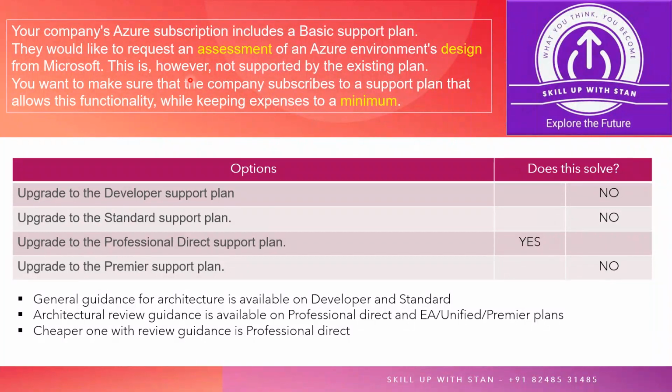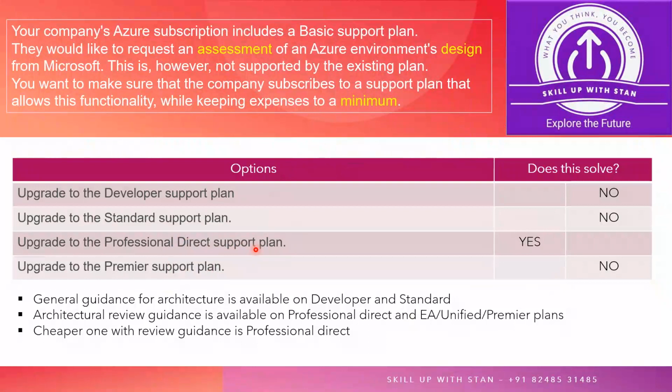This particular company would like to upgrade their plan, but they also want to keep the cost to a minimum. There are 4 different plans which the basic plan can upgrade towards: developer, standard, professional direct, and premier. Developer and standard have no guidance or architectural design review available. Architectural design review guidance is available in professional direct and premier support plans. But out of these 2, if you want to keep the expenses minimum, then professional direct plan is the right answer.